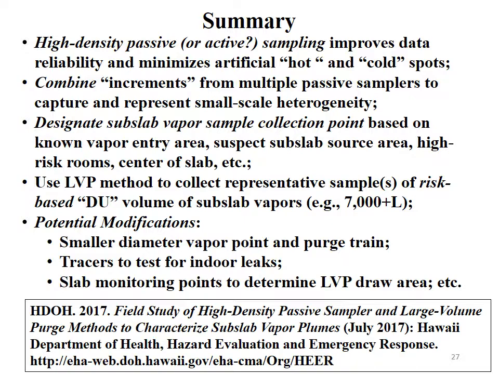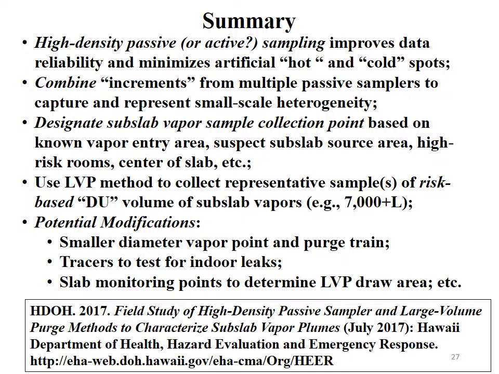A good way to get better data resolution and data reliability is to combine increments from multiple passive samplers to capture and represent small scale heterogeneity within small areas, and you just get one number for the combined samplers.